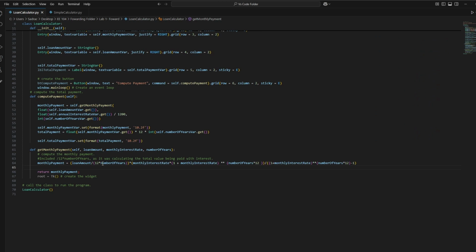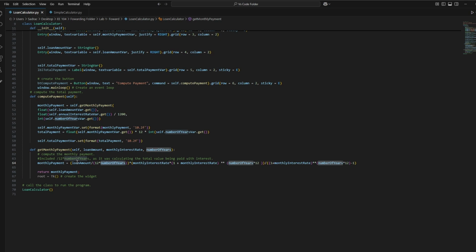So a couple things to note here. We would be having the number of years here, but we want it in months. So we're going to multiply the value of number of years by 12 to go from years to months. So that's one thing to note when accounting for our expression here.